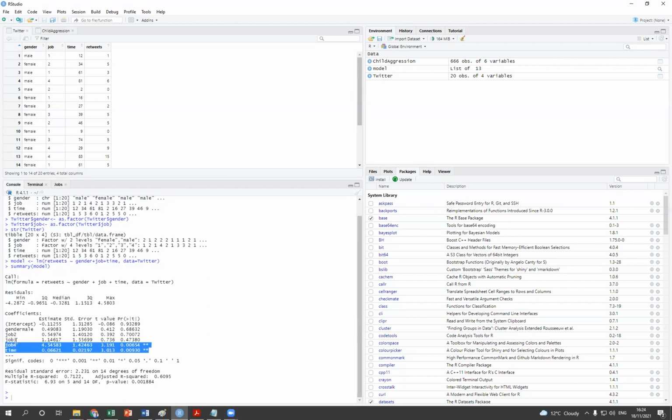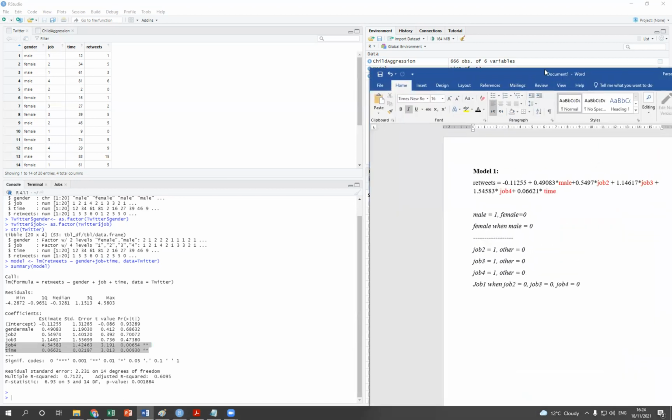And gender is not important. People in job 2 and job 3, and even job 1, they are not important. But how to interpret that? I think this is something that can help us.